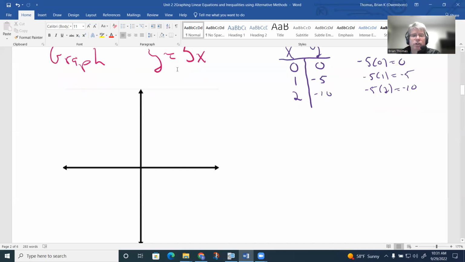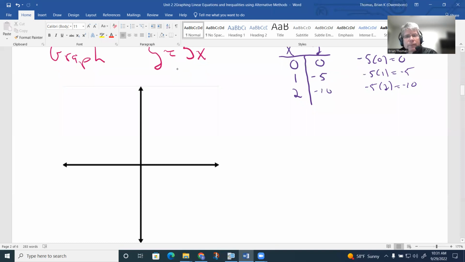So let's start to push it a little bit out there on my graph. I'm going to try to make some tick marks here. So 1, 2, 3, 4, 5, 6. 1, 2, 3, 4, 5, 6. And then on the y-axis, 1, 2, 3, 4, 5, 6, 7, 8, 9, 10. May have to make them a little bit closer together. 1, 2, 3, 4, 5, 6, 7, 8, 9, 10.